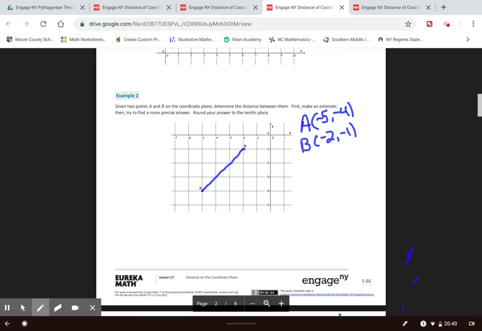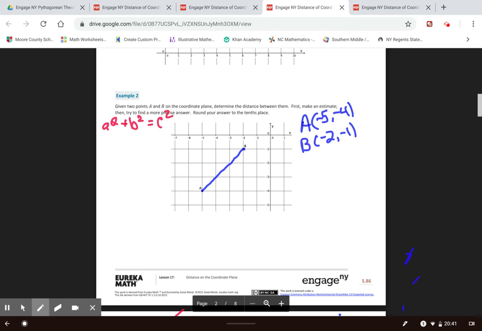And I see here that they are a diagonal distance. So what I'm going to use, like we've already said, is my Pythagorean theorem to solve for the diagonal distance, which is a squared plus b squared equals c squared. All right, so now I can go ahead and draw my right triangle.